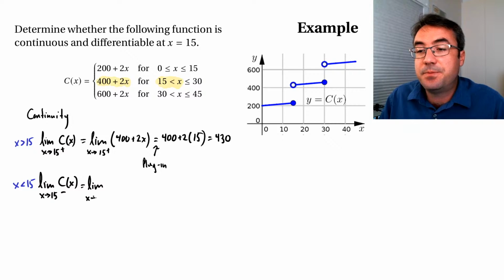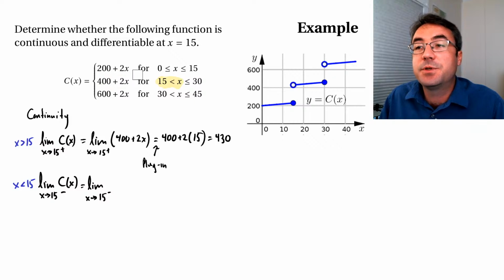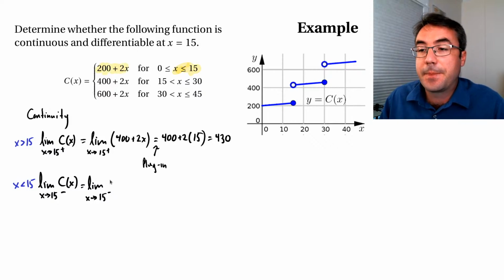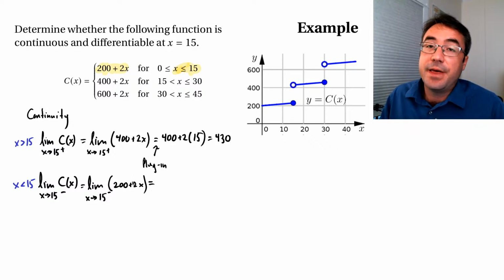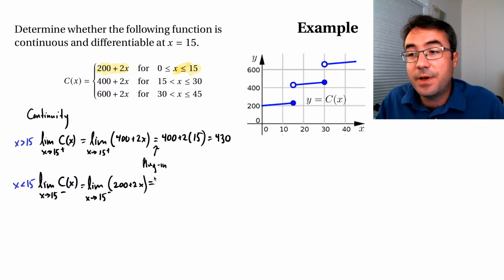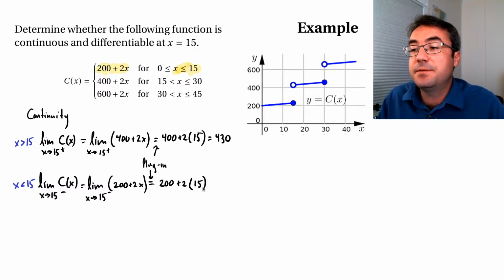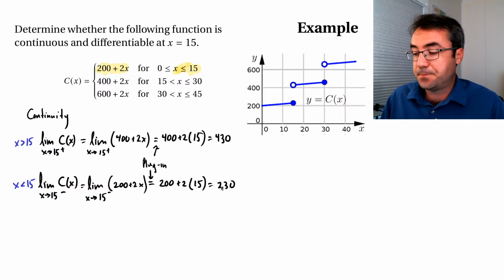So we need to see which piece of our function we're going to use. So we go up to our graph, or we go up to the definition of our function, and we look for what happens when x is less than 15. And we're in our first piece. So we're going to use this piece of our function. So we'll do the limit of 200 plus 2x as x approaches 15 from the left. Now that is a polynomial, so we can just plug in to evaluate. So we get 200 plus 2 times 15, which is 230.